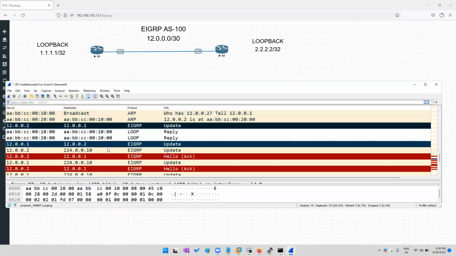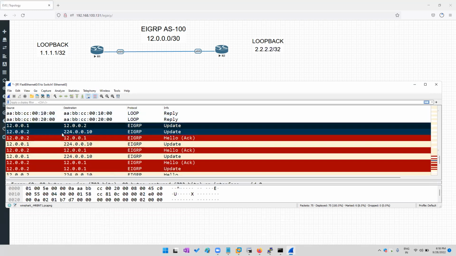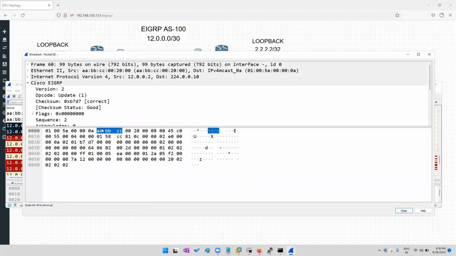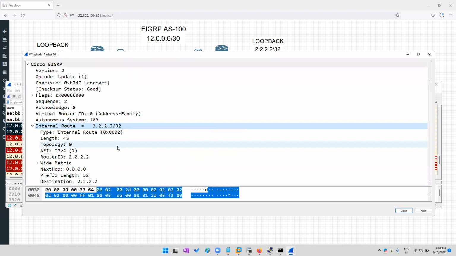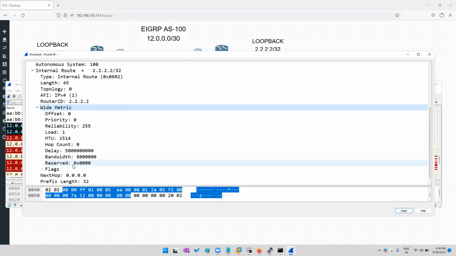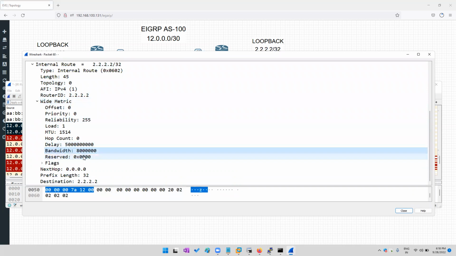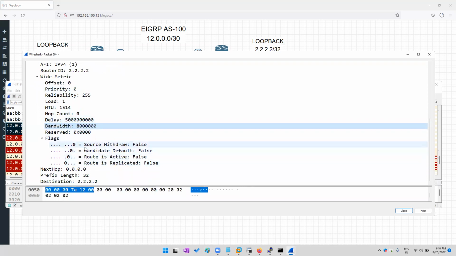Now, after the null update process, R2 says, brother, I am sending a full update. So R2, which network is directly connected? 2.2.2.2. Basically, R2 is forwarding in the full update which network information? 2.2.2.2/32. Yes, with some metrics. Metric means bandwidth information, delay information, and how many hops away, also forwarding. Clear? Now verify. This one has some flags we are sending.